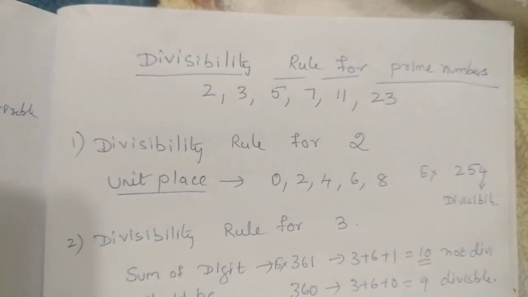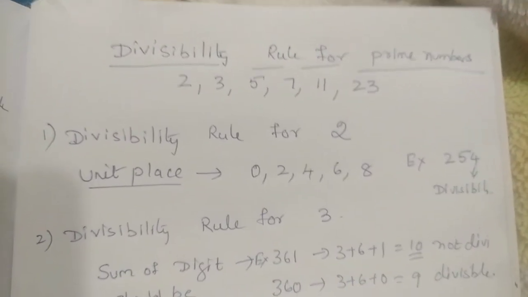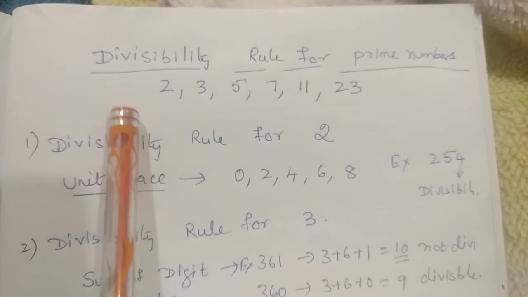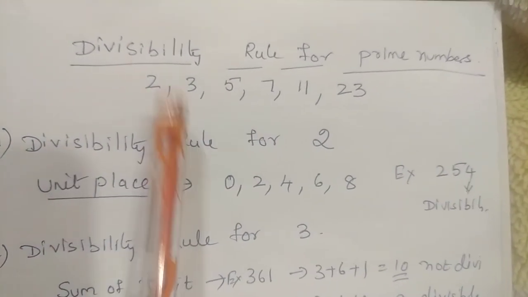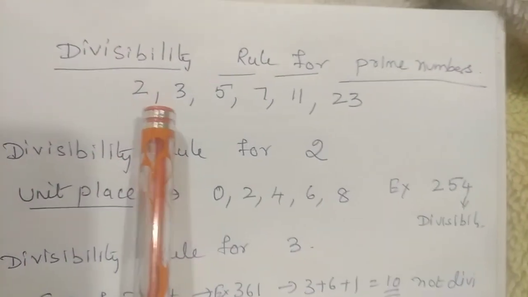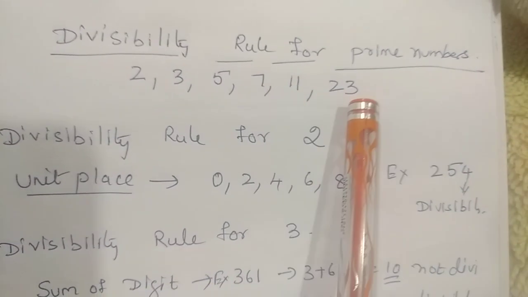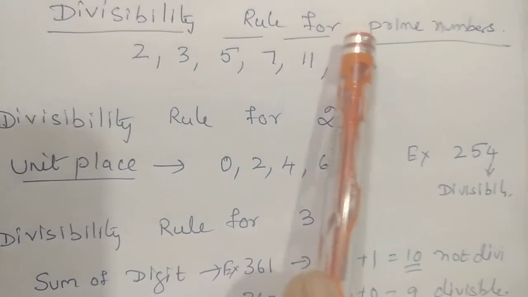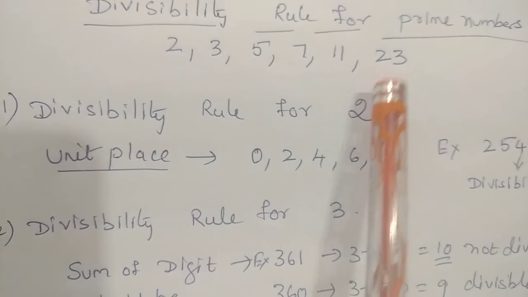In this video we will see what the rules are for the divisibility test. That means whether the given number is divisible or not by these prime numbers. So what is the rule for this? We'll see examples for 2, 3, 5, 7, 11 and 23, which are prime numbers, and we should know whether and how a number is divisible.